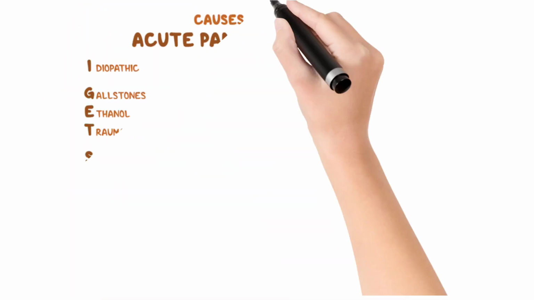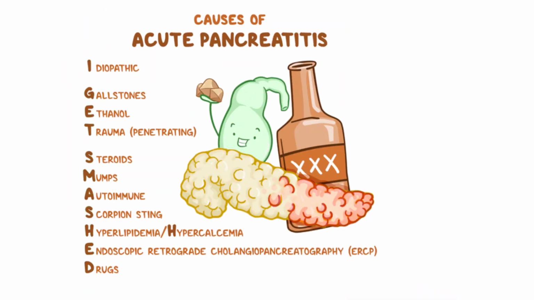So the main causes, number one is idiopathic, gallstone, ethanol (alcohol), trauma, steroids, mumps, autoimmune diseases, scorpion bite, hyperlipidemia, hypercalcemia, endoscopic retrograde cholangiopancreatography, and drugs. We will discuss each and every cause in depth.